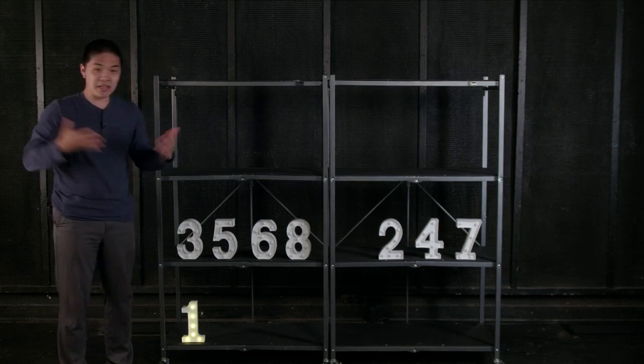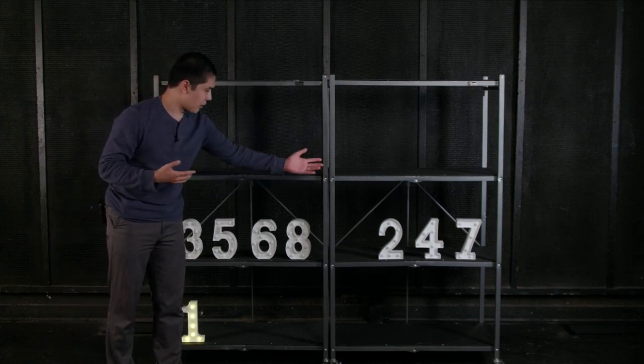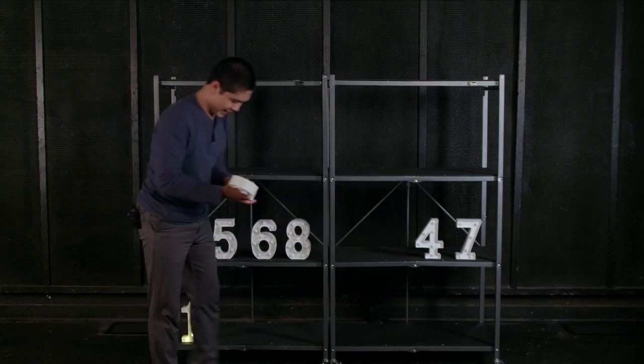On the left side, the smallest number is the 3. On the right side, the smallest number is the 2. Between the 3 and the 2, the 2 is smaller. So I would take the 2, and that's going to be the next number. So I'm slowly building up this sorted array that is the result of combining these two.